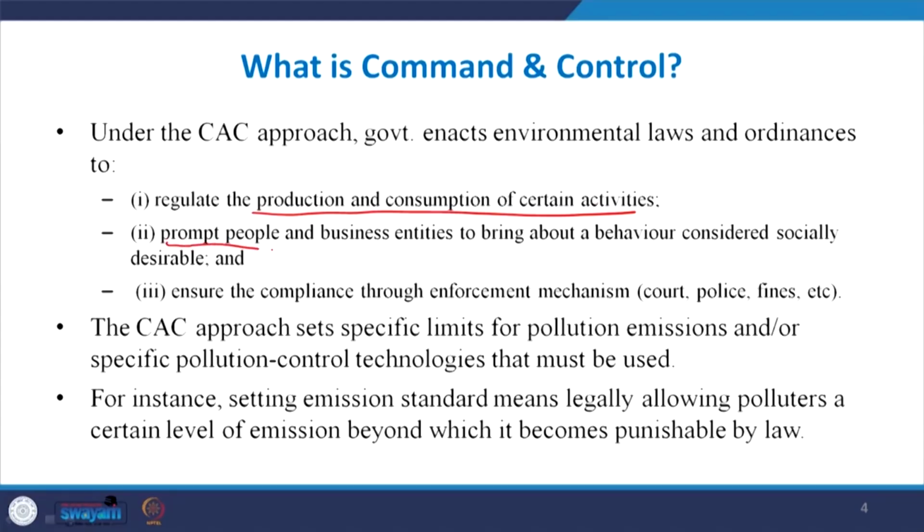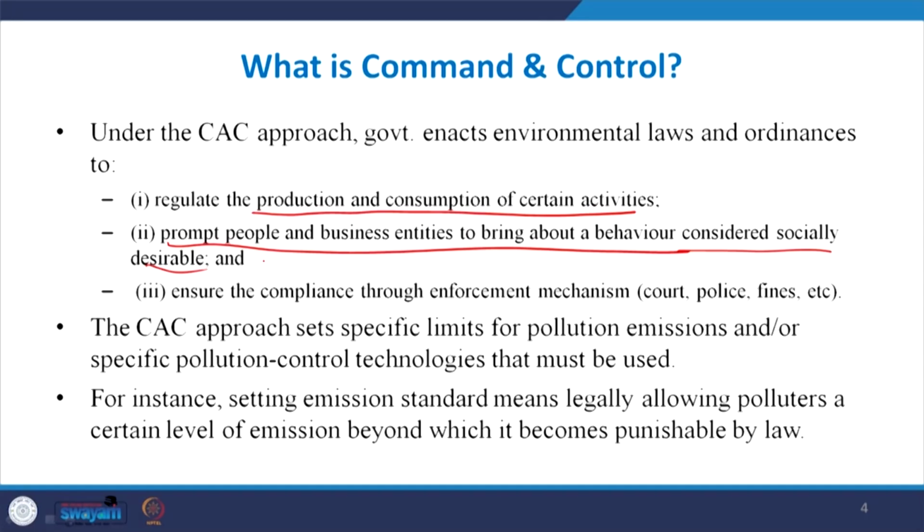Second, to promote people and business entities to bring about a behavior considered socially desirable. Through these regulations the government tries to mold the behavior of the polluters, so that the polluters may take socially desirable actions. Socially desirable actions means that if the companies are generating pollution, then before releasing the pollution into the atmosphere, the company must treat that pollution before releasing it into the environmental system.